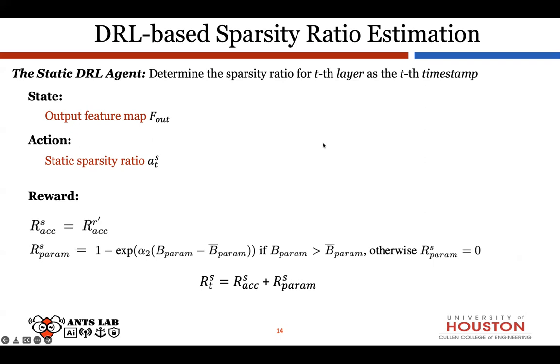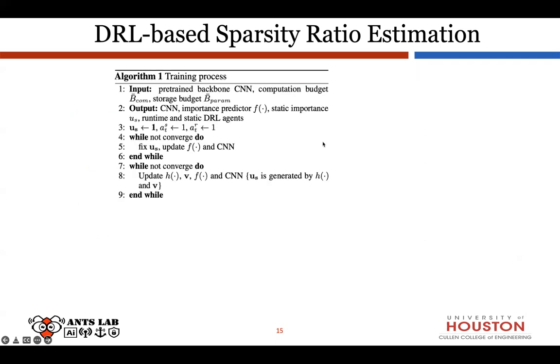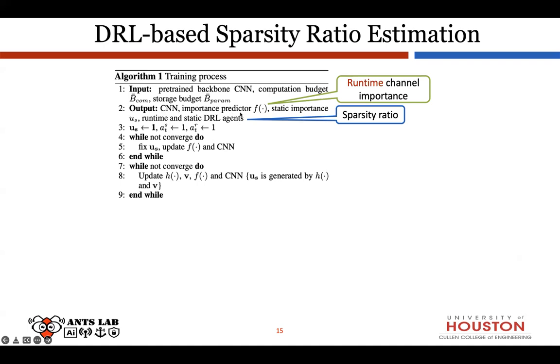And next, let's move to their training stage. I will show you how to train their network. The input of their method is a pre-trained backbone CNN, and the computation and storage budget. And what we want to get from their method is a fine-tuned CNN, and also the runtime importance predictor and the static importance factor, and also two deep reinforcement learning agents to determine the sparsity ratio.